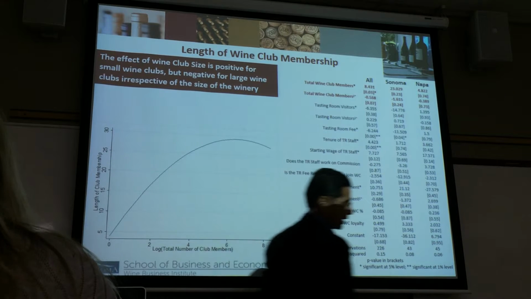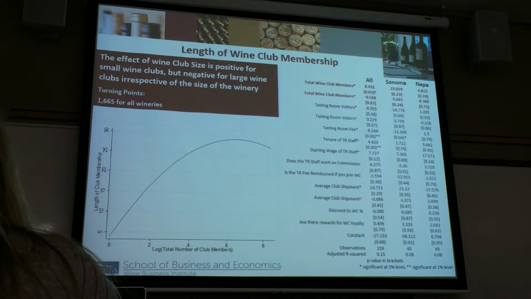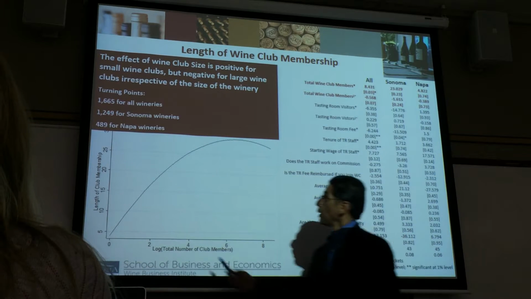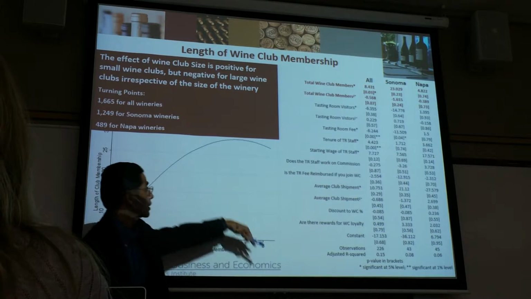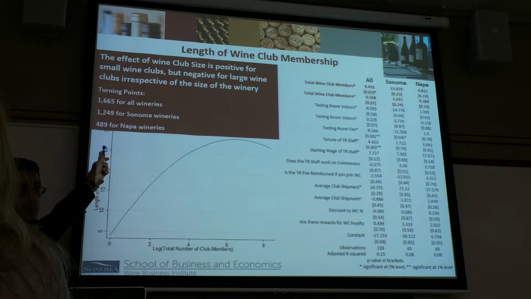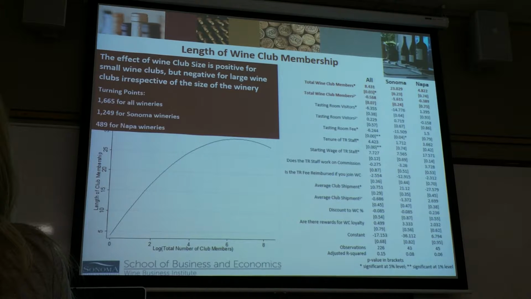So I looked at that, and I was able to model that and find the turning points. So it was about 1,600 for all wineries. When the club got to about 1,200 in Sonoma, we started to see a drop off. For Napa, the threshold was a lot smaller. When the club got to about 500, we started to see a drop off.